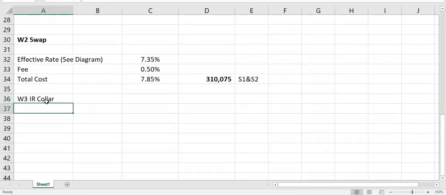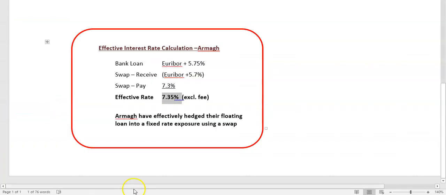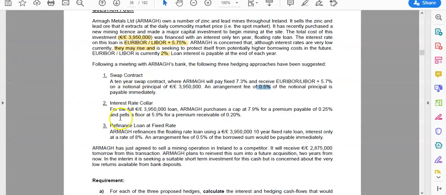Interest rate collar. So let's have a look at this and see what it is. This is effectively like an interest rate option. So for the loan, Armagh purchases a cap. What that means is the most your borrowing rate will ever be is capped at 7.9%. Now a cap is valuable to a borrower because it sets a limit on how high the interest rate is.